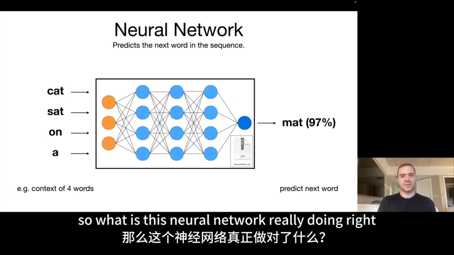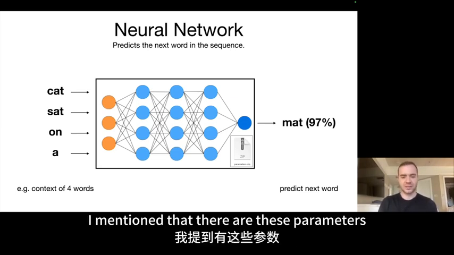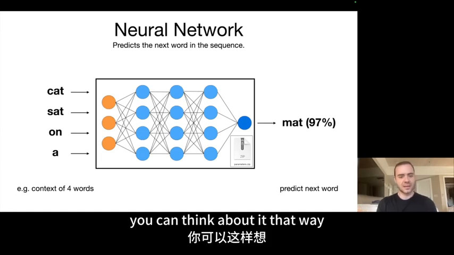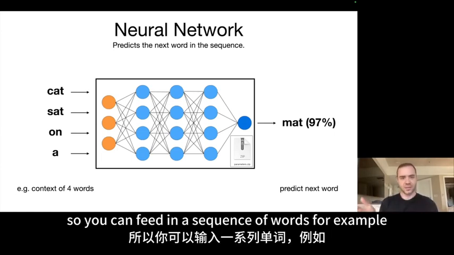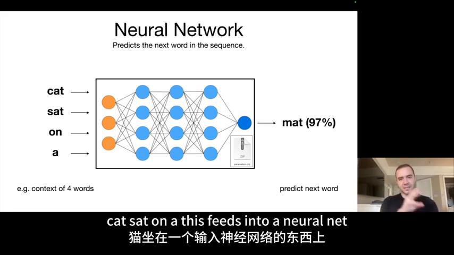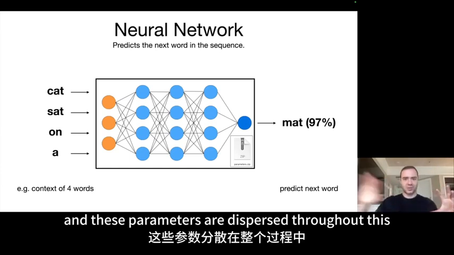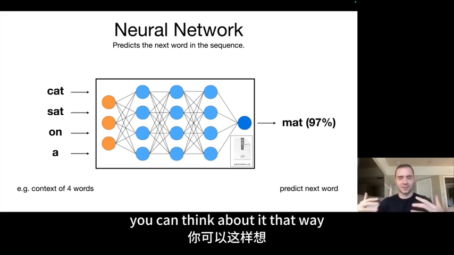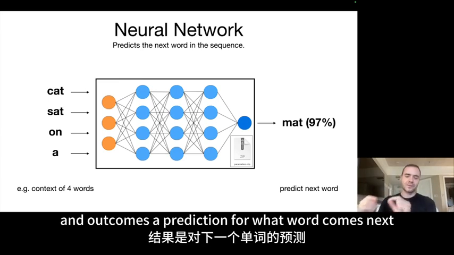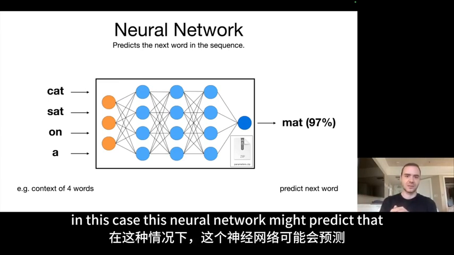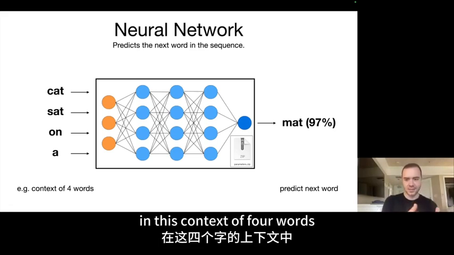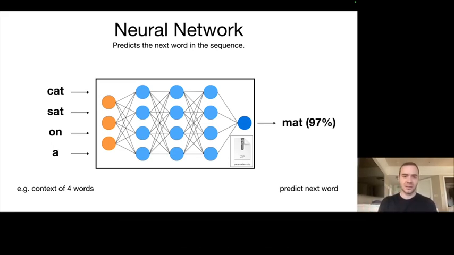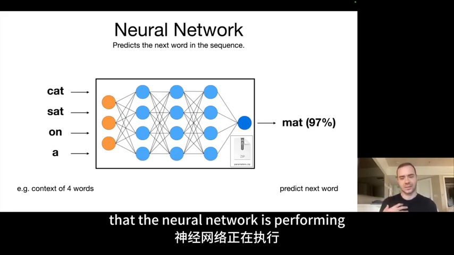Okay, so what is this neural network really doing? I mentioned that there are these parameters. This neural network is basically just trying to predict the next word in a sequence. You can feed in a sequence of words, for example, "cat sat on a". This feeds into a neural net, and these parameters are dispersed throughout this neural network. There are neurons, they're connected to each other, and they all fire in a certain way. And out comes a prediction for what word comes next. For example, in this case, this neural network might predict that in this context of 4 words, the next word will probably be "mat" with, say, 97% probability. This is fundamentally the problem that the neural network is performing.